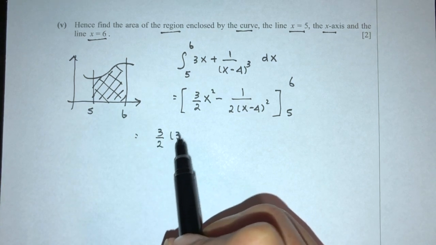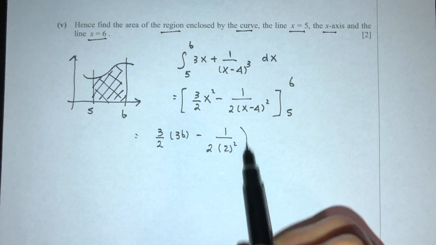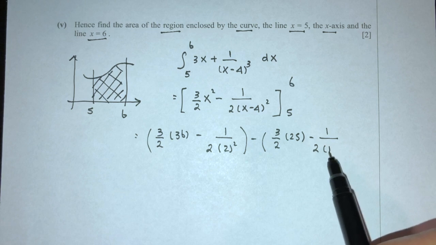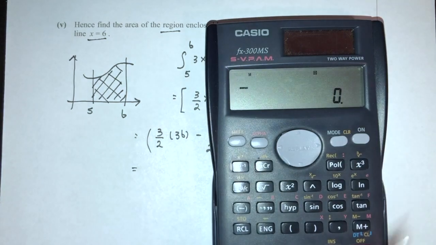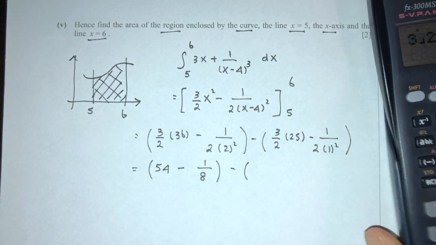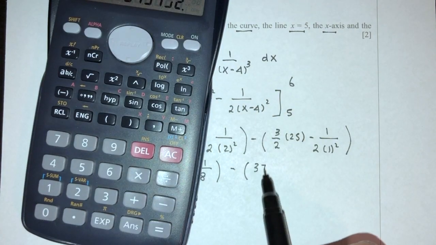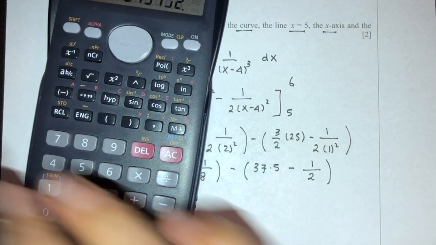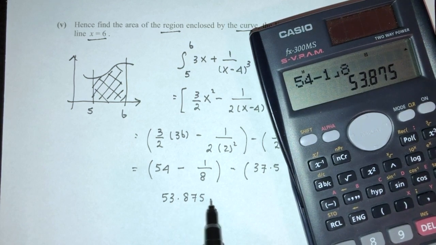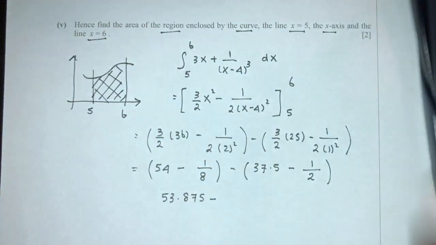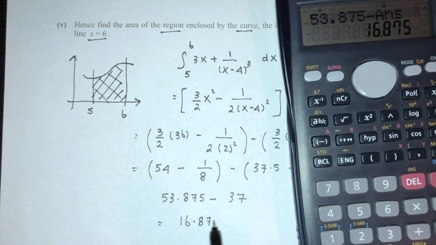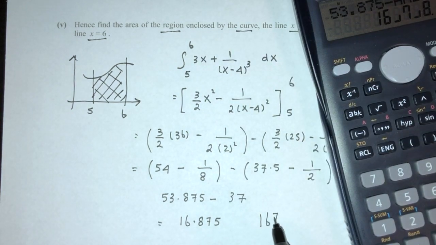That will be what? 3 over 2 times 36 minus 1 over 2 times 2 squared, minus 3 over 2 times 25 minus 1 over 2 times 1 squared. So simplify. 3 over 2 times 36 will be 54, minus 1 over 8, minus 3 over 2 times 25, that will be 37.5, minus 1 over 2. So 54 minus 1 over 8 will be 53.875, minus 37.5 minus 0.5, which is 37. So your answer will be 53.875 minus 37, that will be 16.875. Or you can write in terms of fraction, it will be 16 and 7 over 8.